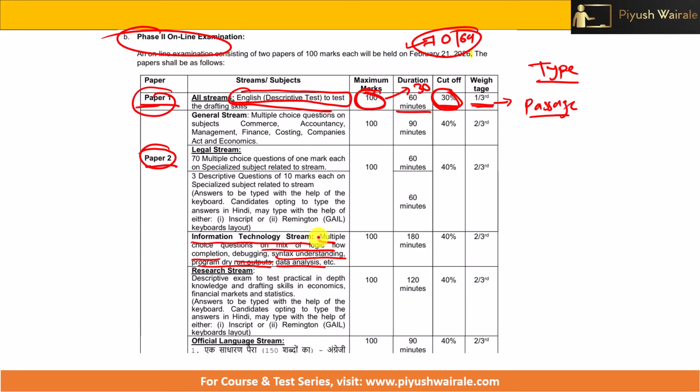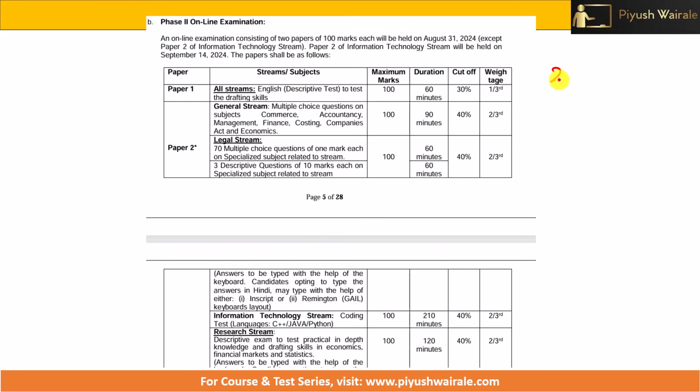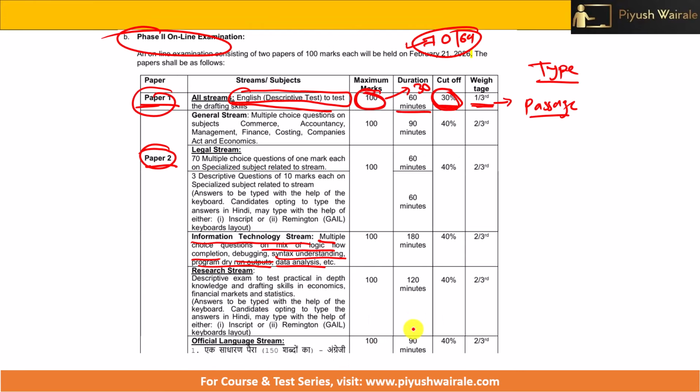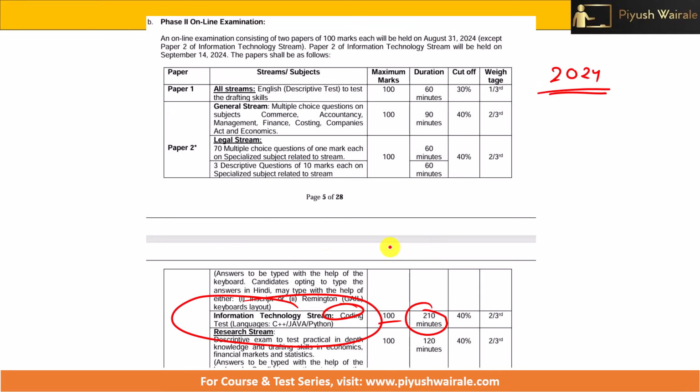If you see last year's paper, this is basically the 2024 notification, and you can see what they have mentioned in the IT stream. A coding test was there for 100 marks and for 210 minutes. But this year they have removed the coding test, and it's completely MCQ questions for 100 marks, and the time is also 3 hours here. So this year there is no coding test for phase 2. Remember this point, there is no coding test for phase 2. It was there in the last year paper, 2024.